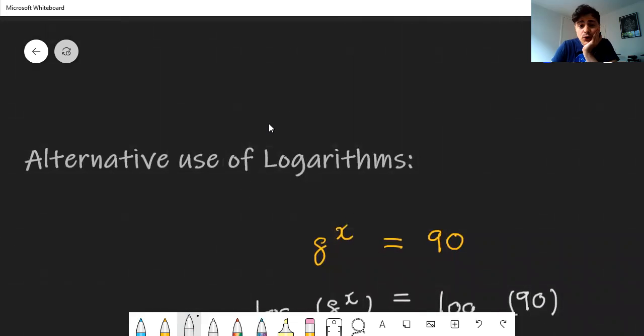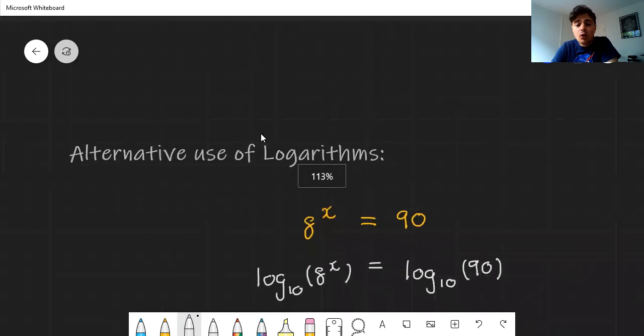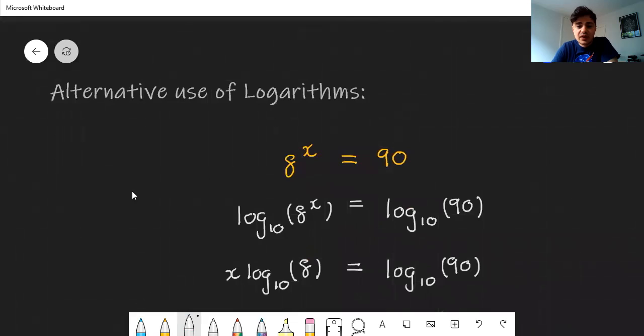Now, an alternative use for logarithms. This will always work as well. If we have, say, an equation like this, 8 to the power of x is equal to 90. We've got a base number of 8.